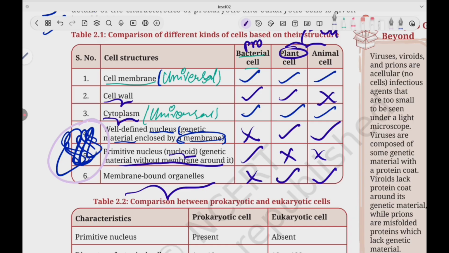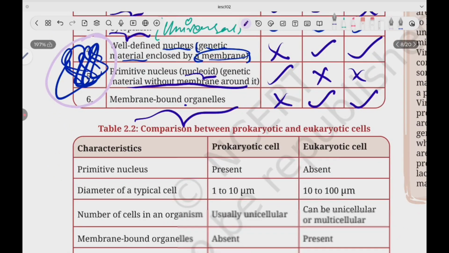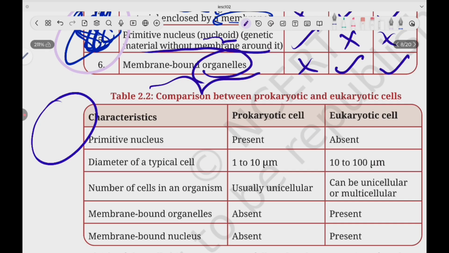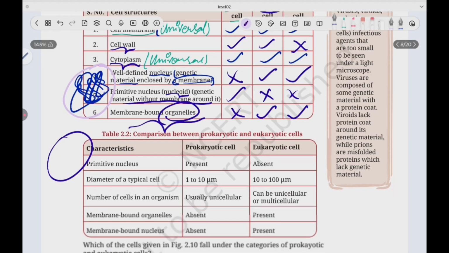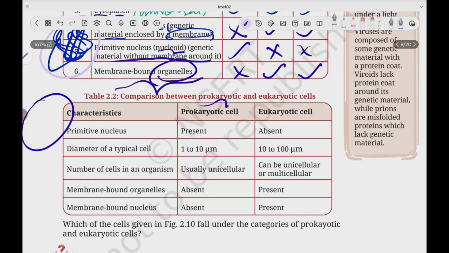So these are the two things we have to give importance to. The one is that the nucleus will have a nuclear membrane in eukaryotic cells. Additionally, it will have membrane bound organelles. We will study about this. Membrane bound means those organelles will have a membrane, but in prokaryotic cells there is neither a nuclear membrane nor membrane bound organelles.